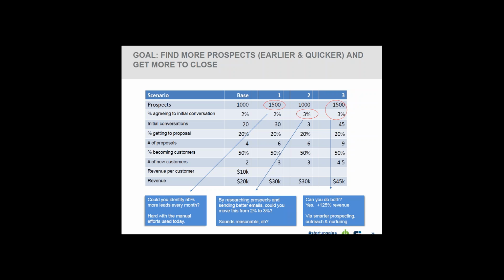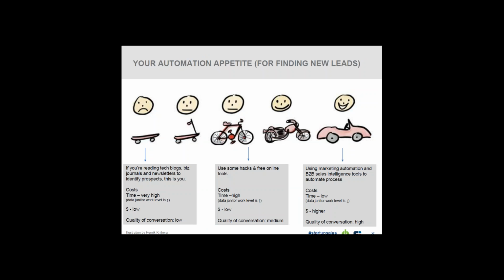Our goal with what we're going to show you today is, how do you do both, right? How do we get you to 1,500 prospects and help you get to more initial conversations? And the result of that is a 125% increase in revenue. So this is a very simple example, but I think it highlights that moving the needle a little bit on some of these things can have massive impacts from a bottom line perspective. And for folks who are in sales, that ultimately translates into your own paychecks as well.